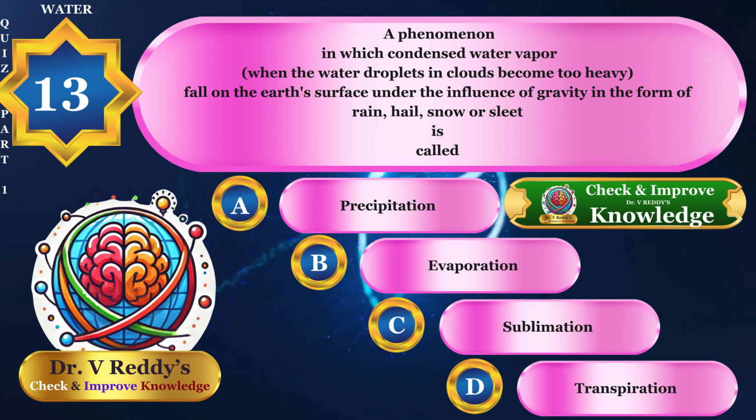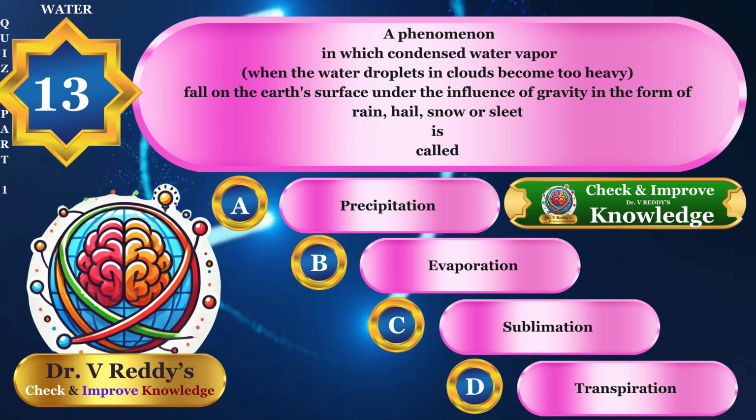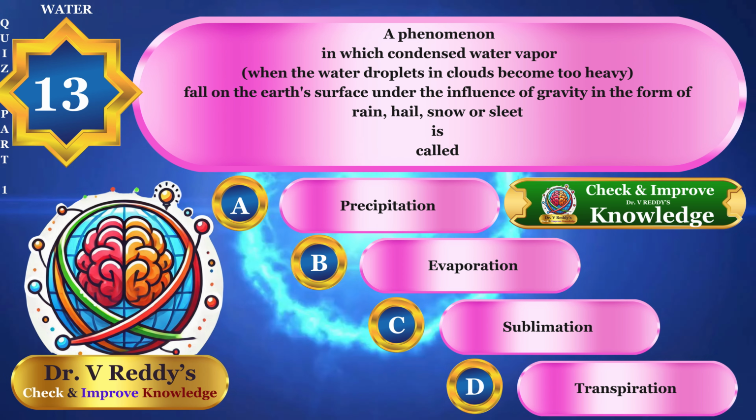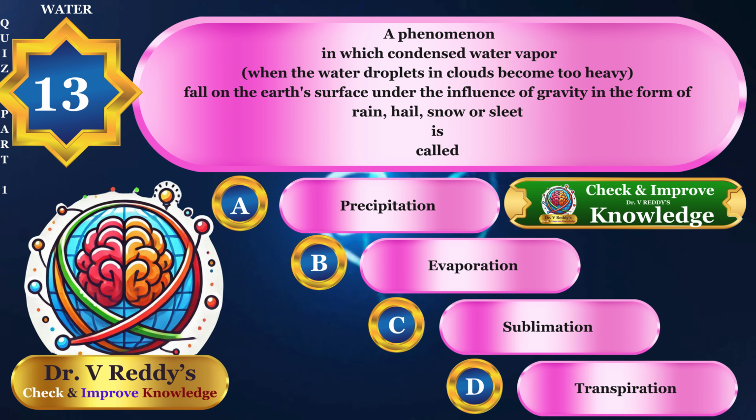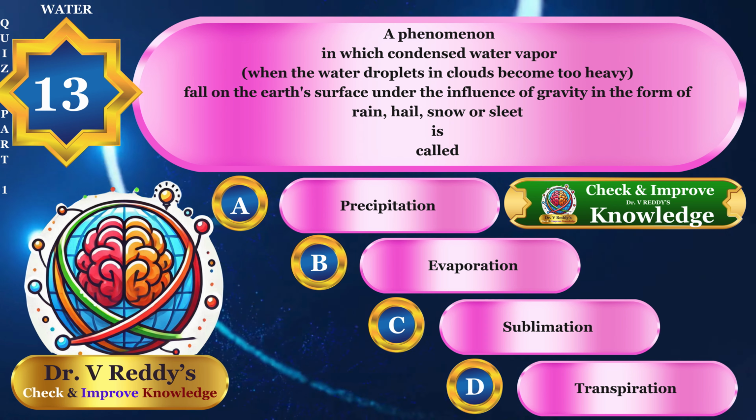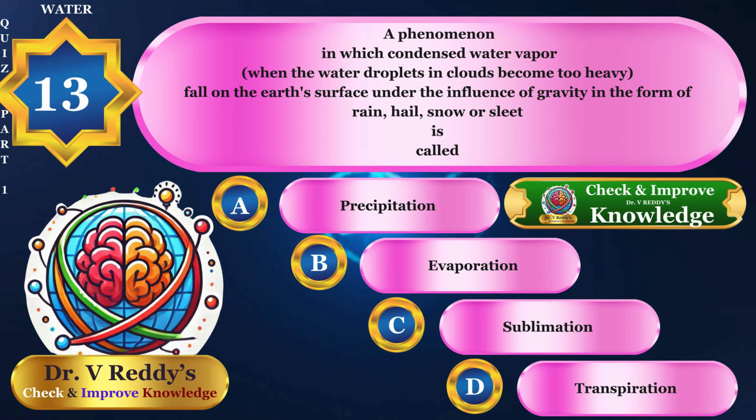13. A phenomenon in which condensed water vapor, when the water droplets in clouds become too heavy, fall on the Earth's surface under the influence of gravity in the form of rain, hail, snow, or sleet is called A. Precipitation, B. Evaporation, C. Sublimation, D. Transpiration.